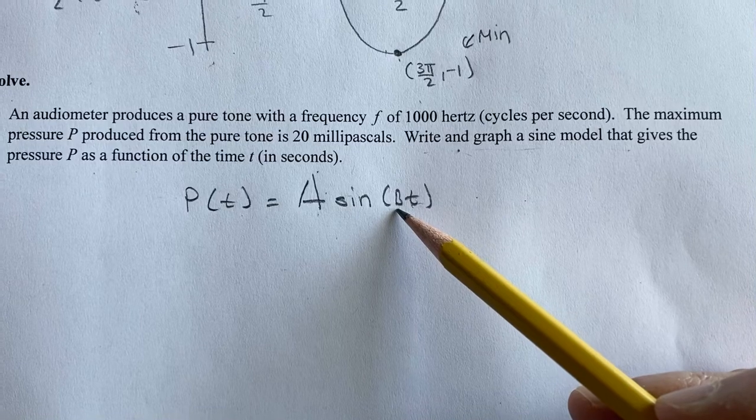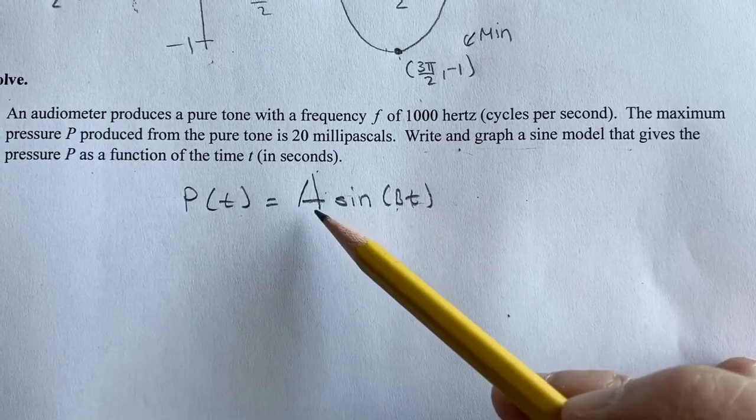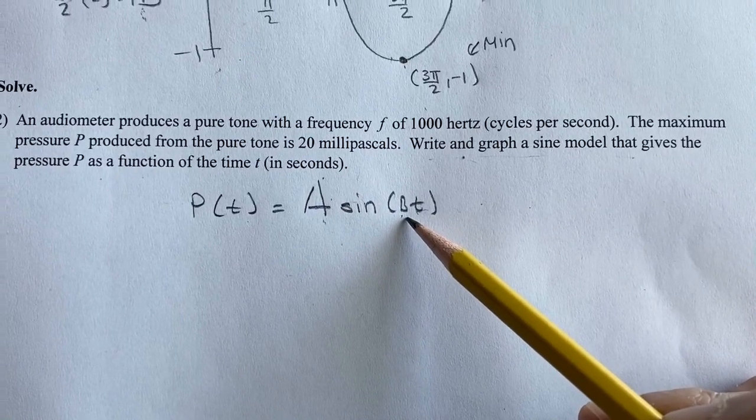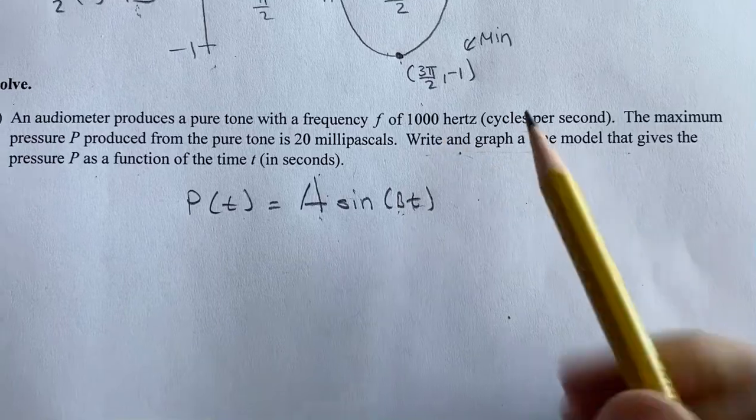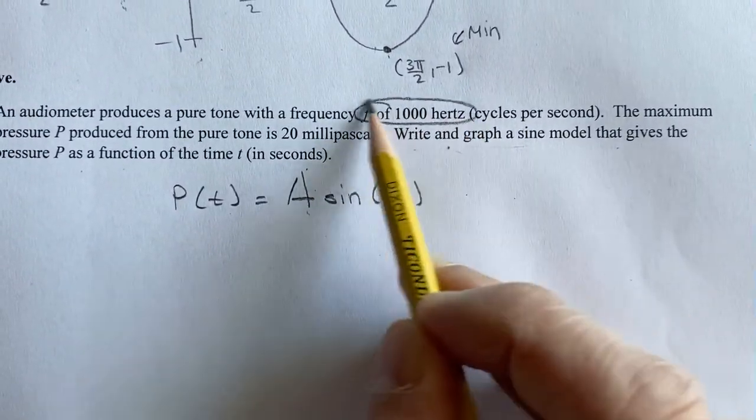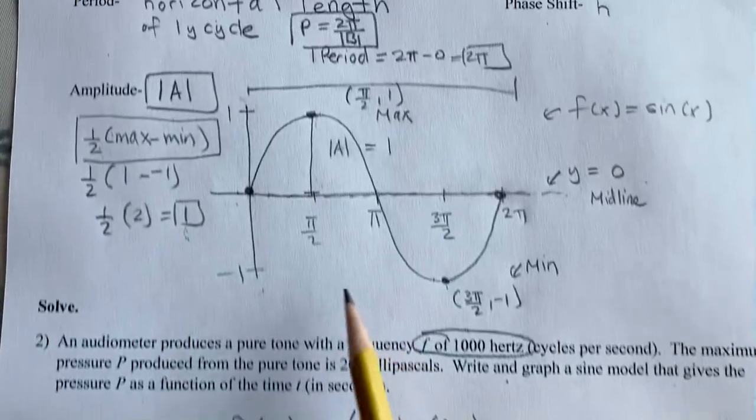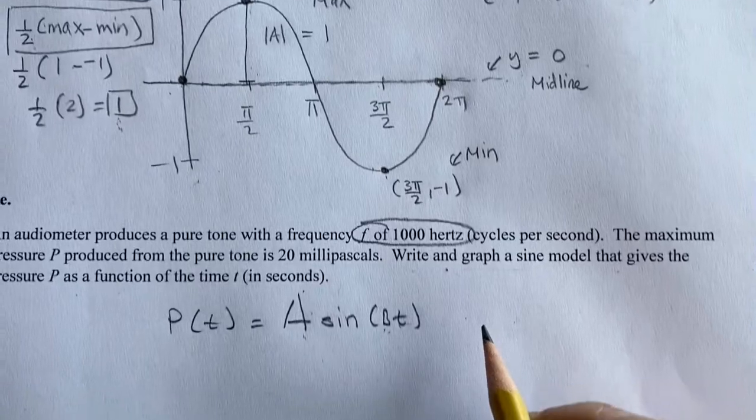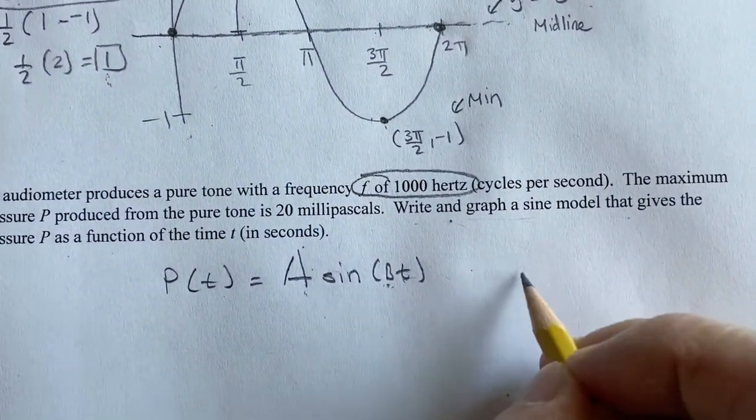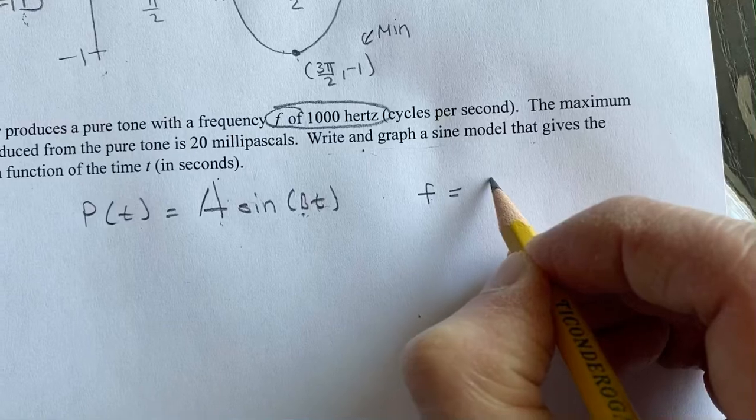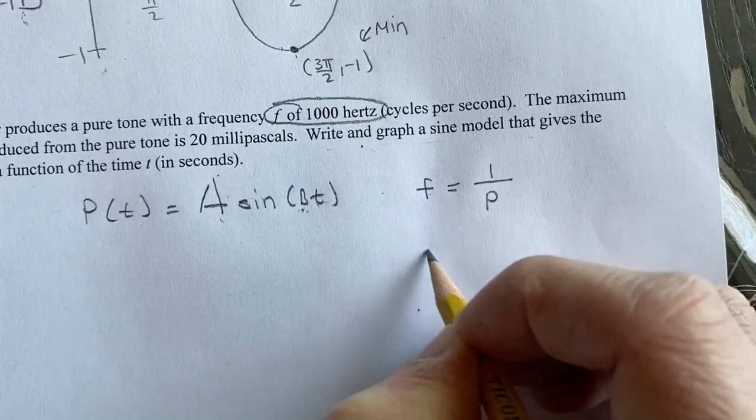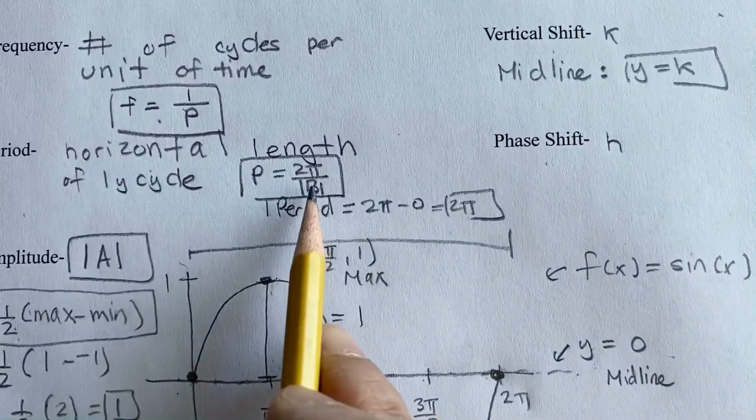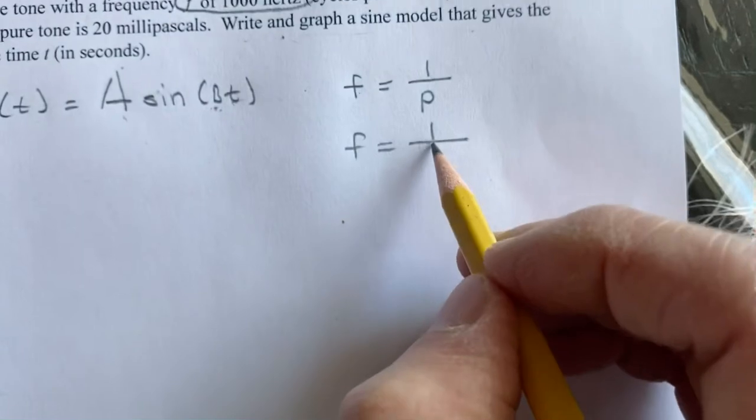All right, so we now know it's a sine function, and we need to calculate what our amplitude is and what our horizontal shrink or stretch factor is. Let's start with this piece of information. They tell you that the frequency is 1000 hertz, and we're given up here that frequency is 1 over the period. So we can calculate what B is, because frequency is given by 1 over P, and the period, if you remember, is 2 pi over B. So I'm going to substitute that in here.